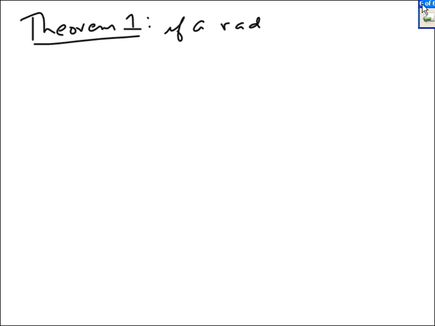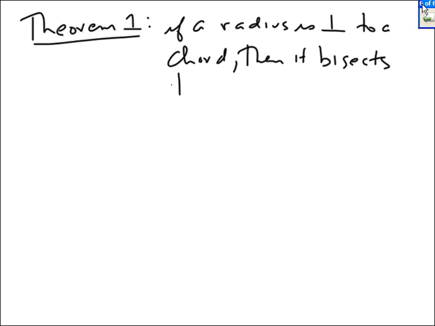Okay. Now, there are a few theorems that one needs to know when it comes to circles and chords. Theorem number 1. If a radius is perpendicular to a chord, then it bisects the chord.